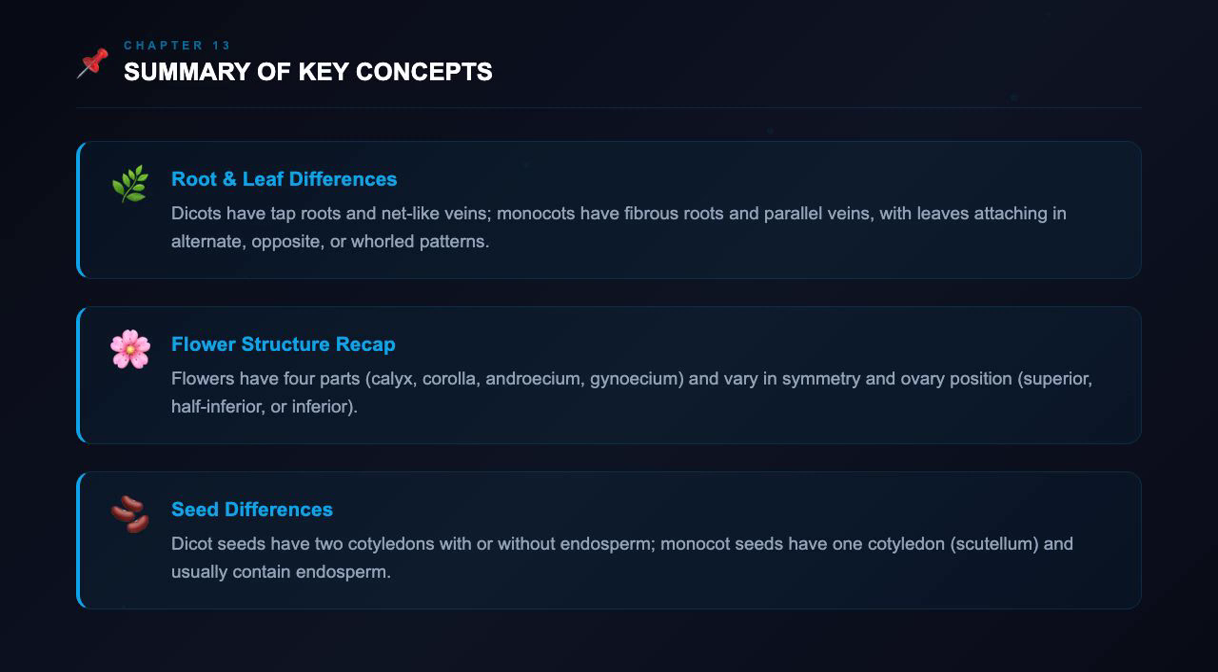Leaves have distinct patterns. Dicots have net-like veins while monocots have parallel veins. Compound leaves can be feather-like or palmate. Leaves attach to stems in alternate, opposite, or whorled patterns.